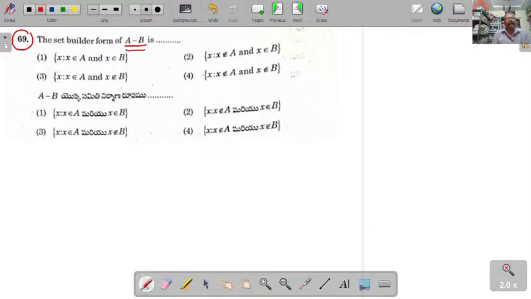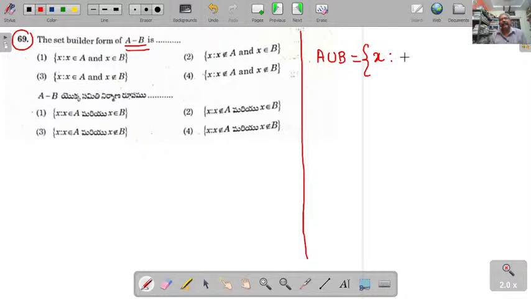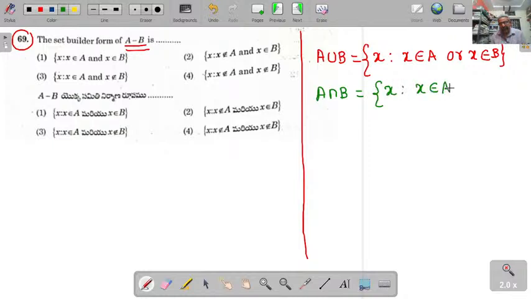The set builder form of A minus B. What is the set builder form of A minus B? First I will write the set builder form of A union B, because this may be asked in the examination also. X such that X belongs to A or X belongs to B. This is the set builder form of A union B. Clear? For example, if you are asked to find the set builder form of A intersection B, that is X such that X belongs to A and X belongs to B.